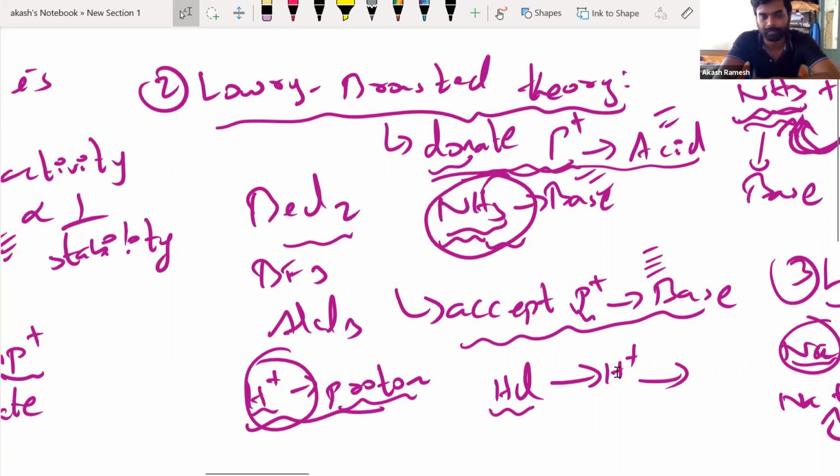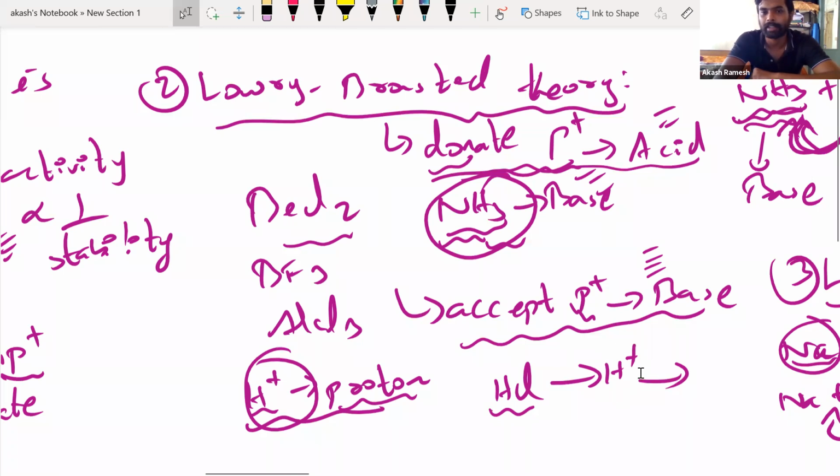Now, proton is very simple. H plus is a proton. Because if I take a hydrogen atom, it contains one electron, one proton. Now from hydrogen, I remove an electron to form H plus. So one electron is gone. What is remaining in H plus is nothing but a proton.